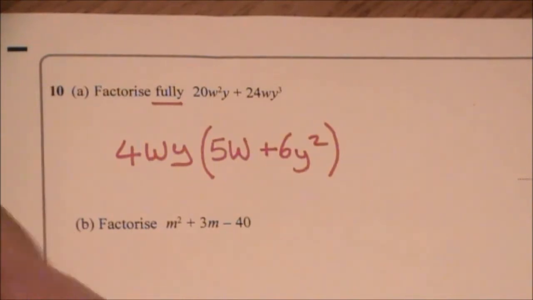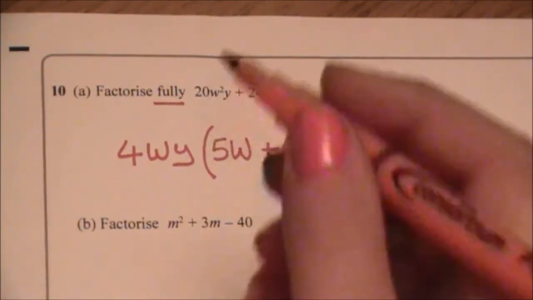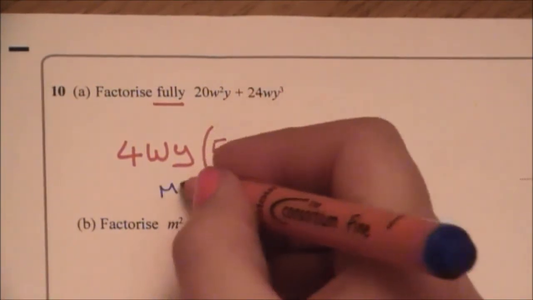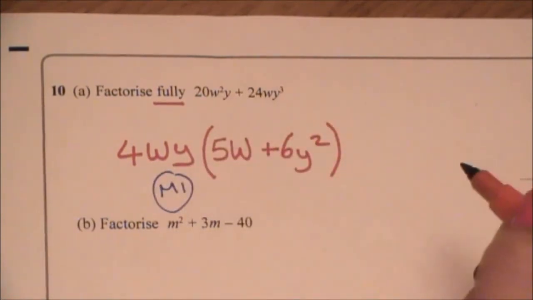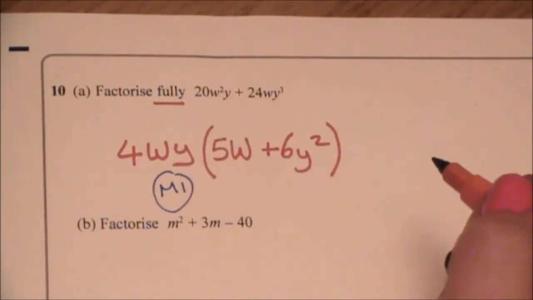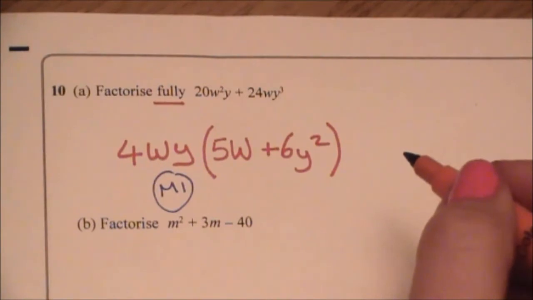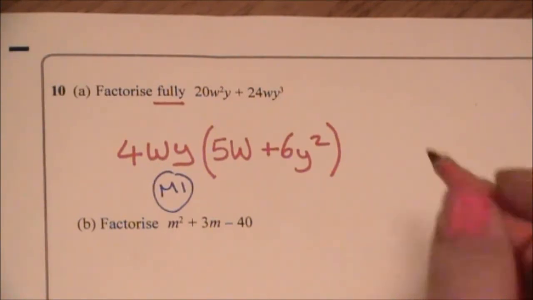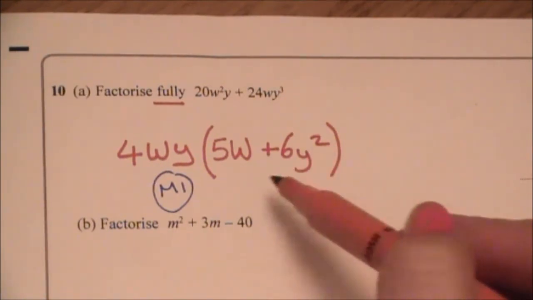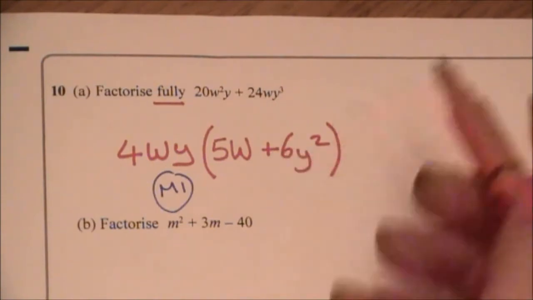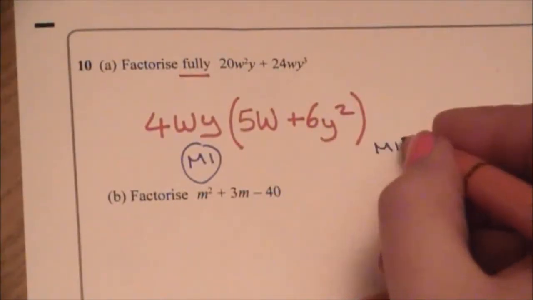So like I said, this is a 2-mark question. You get 1 mark for correctly identifying the highest common factor, and you get the 2nd mark for a 2-term expression with w and y, and you're allowed to make one error.